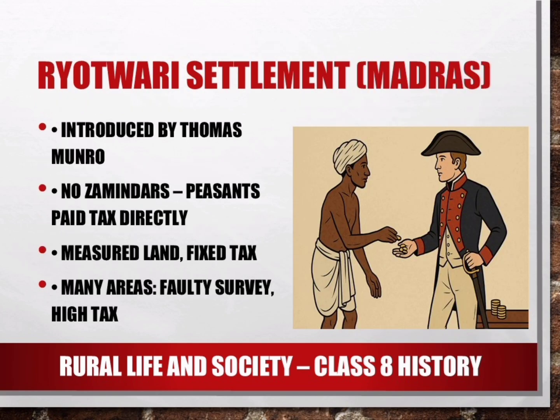Next comes the Ryotwari settlement, introduced by Thomas Munro in the Madras Presidency. This system was different. There were no zamindars. Farmers paid tax directly to the company. The company measured the land and fixed taxes accordingly. But where the survey was incorrect, the tax amount also went wrong, often too high. The farmers fell back into debt and many had to sell their land.